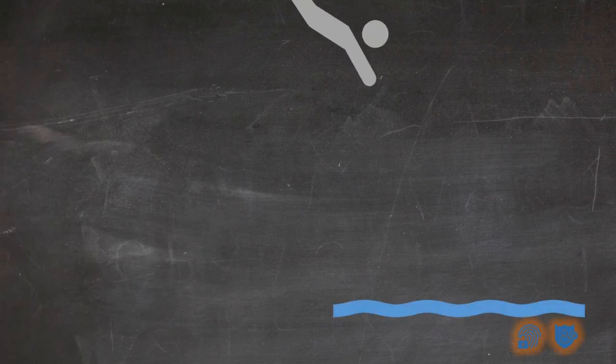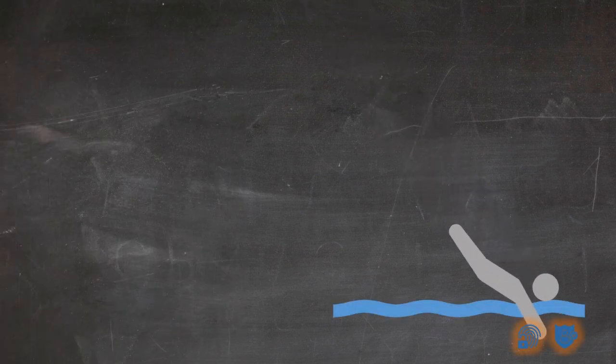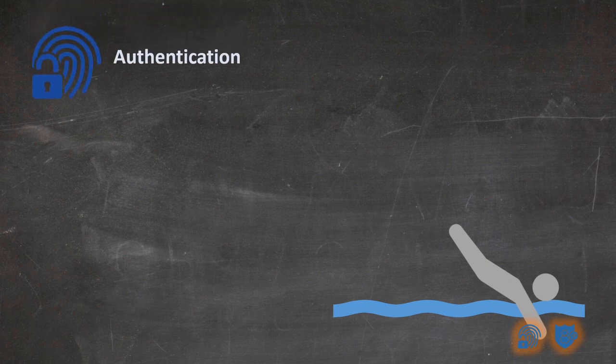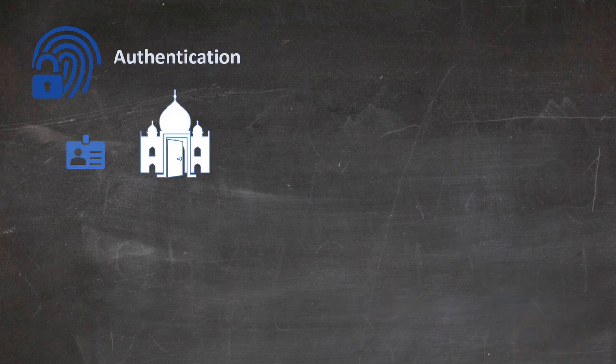Let's first dive into authentication and authorization, two critical components of microservice security. Authentication is the process of verifying who a user or service claims to be. Authentication is like showing your ID at the entrance of a building. It's the process of proving you are who you say you are.